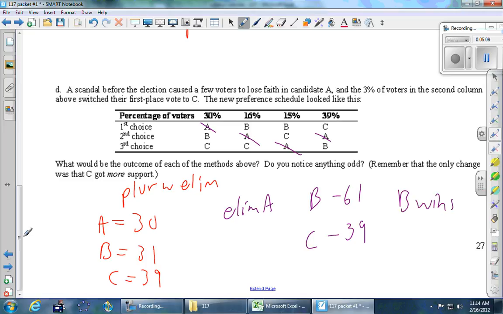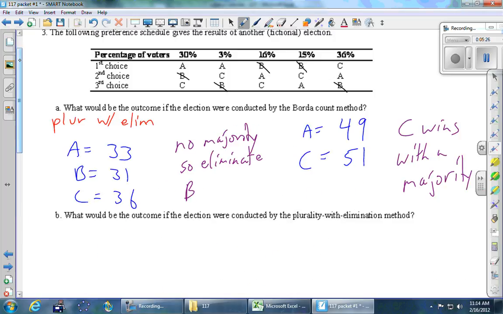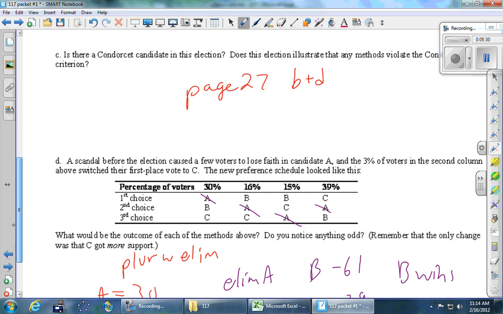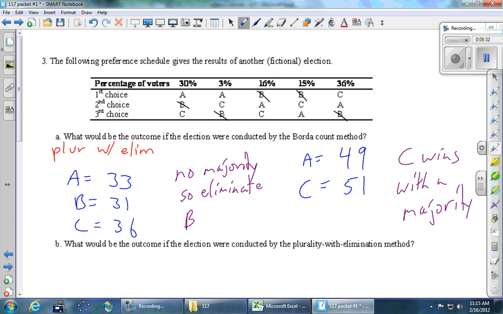And this is supposed to be surprising, because the people who moved, where did they send their votes to? These people right here, where did they move to? I'll show you again. The last column used to be 36, right? They moved over to the last column. So these people that left, these people that thought A was the best, they moved over here to indicate that they thought C was the best, right? So C did better.